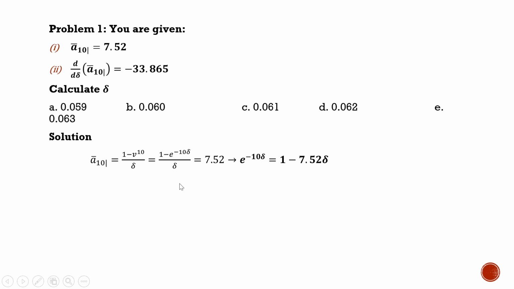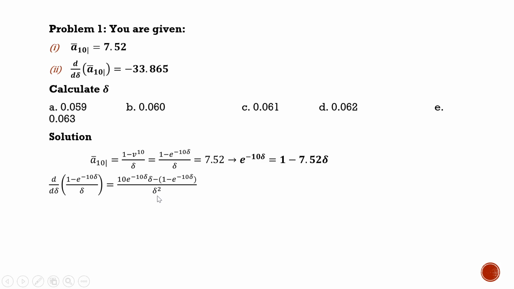So here we have the formula of continuous annuity in terms of delta. So from here we have e to the negative 10 delta is 1 minus 7.52 delta. And we are going to differentiate this formula with respect to delta, because the second piece of information talks about the derivative with respect to delta.